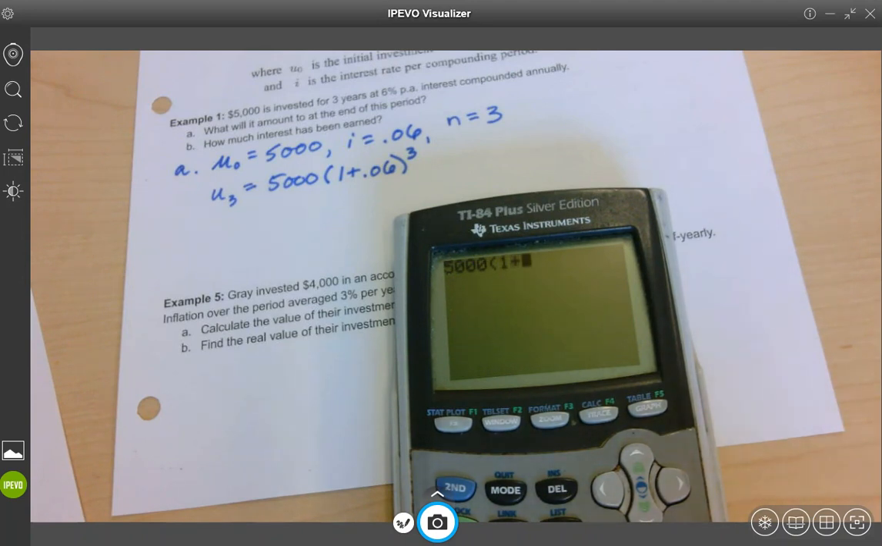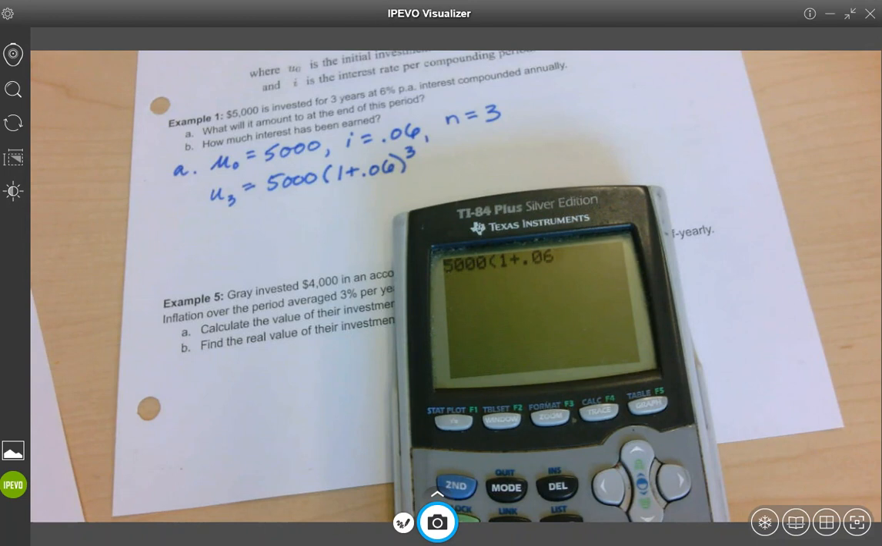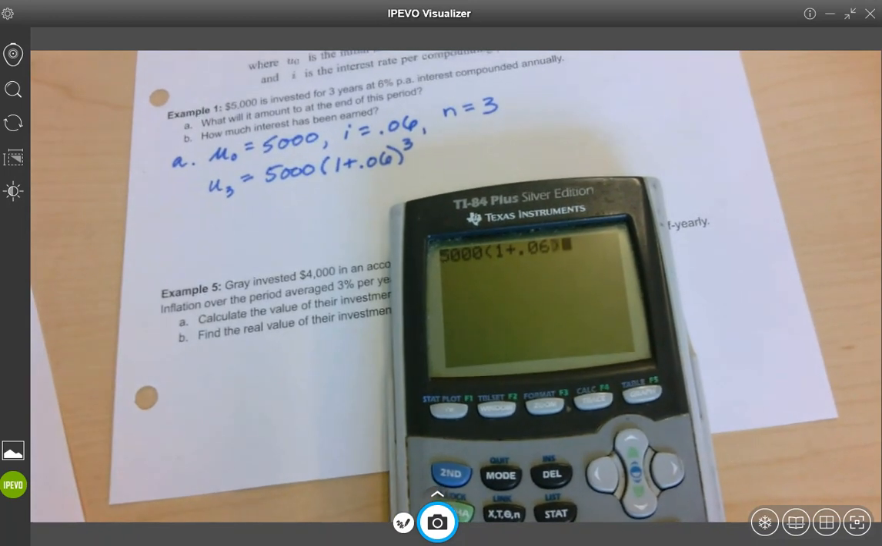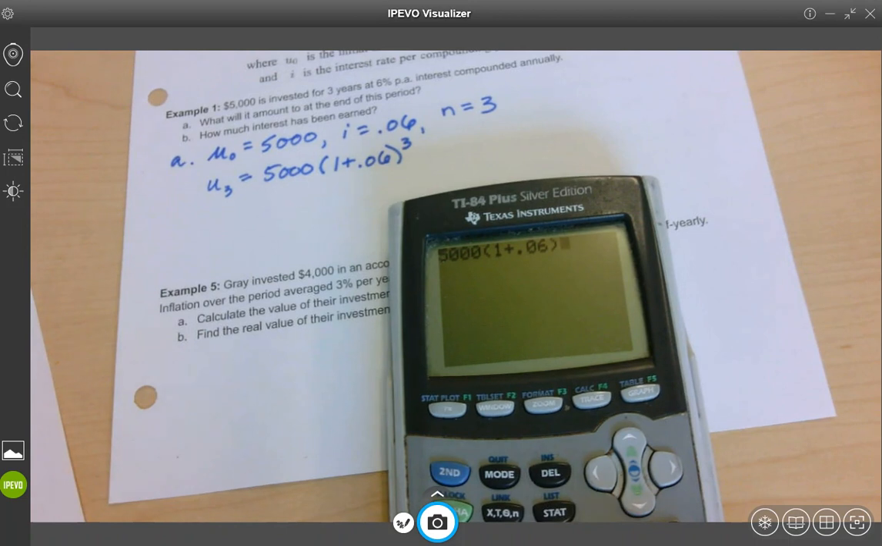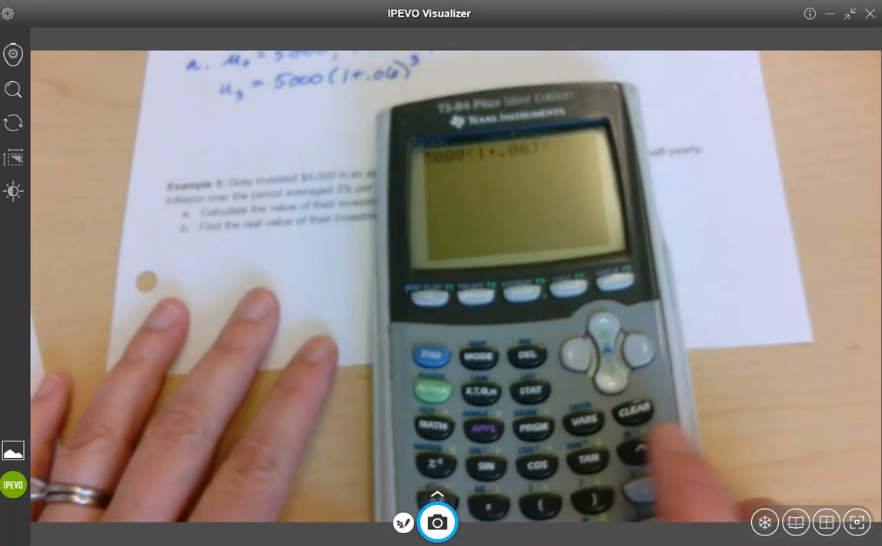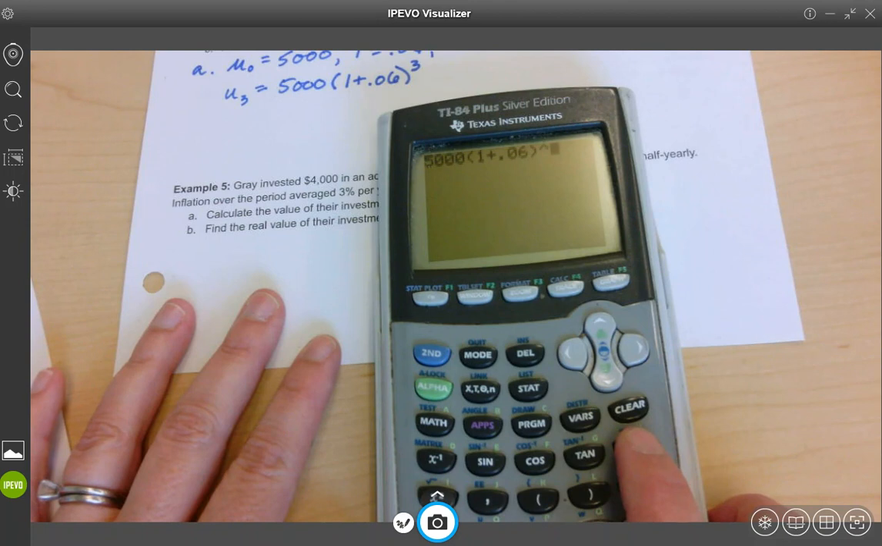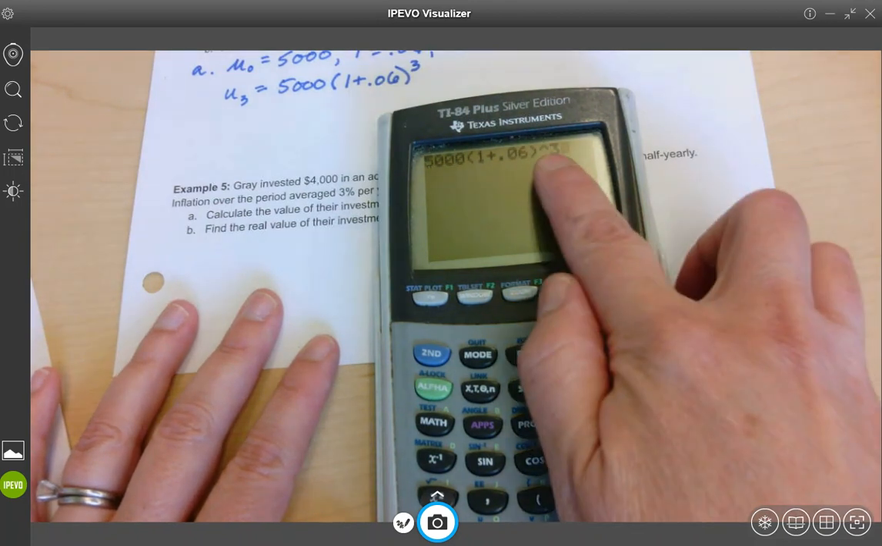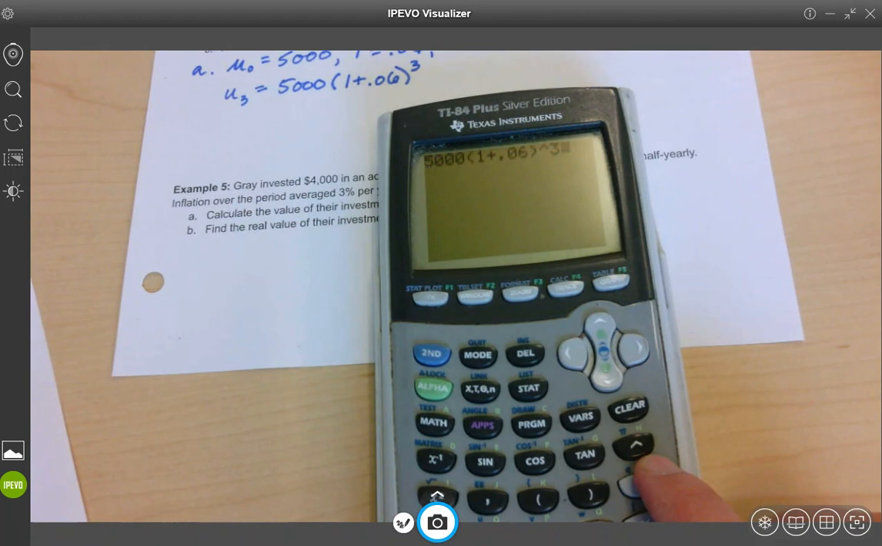Parentheses 1 plus 0.06. The parentheses are above the 8 and 9. And then to raise it to a power, you're going to use this button here. Raise it to the 3rd. Okay, so the caret button is here above the divide. Raise your hand if you need help finding a button. Okay. All right, so I'm getting 5,955. Can anybody confirm that? Yeah. Okay.